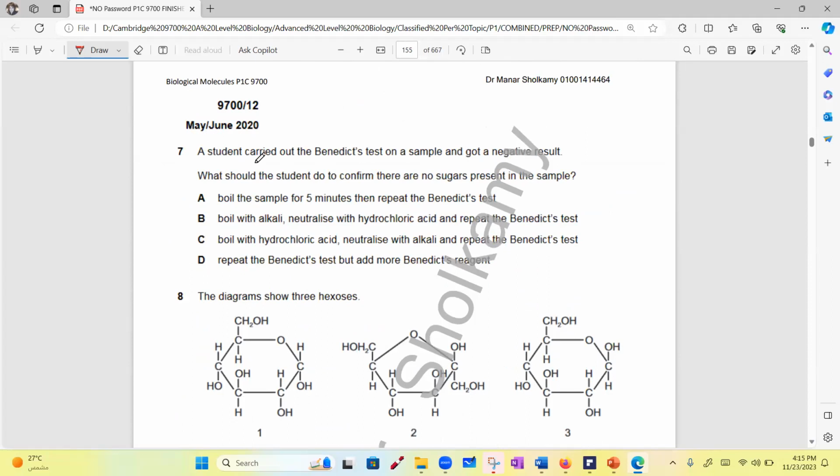A student carried out the Benedict's test on a sample and got a negative result. So as long as she got a negative result, does this sample contain reducing sugar or no reducing sugar? No reducing sugar. Okay, I want you all to participate, please. What should the student do to confirm there are no sugars present in the sample? Read A, B, C, D. I'll give you a second and tell me.